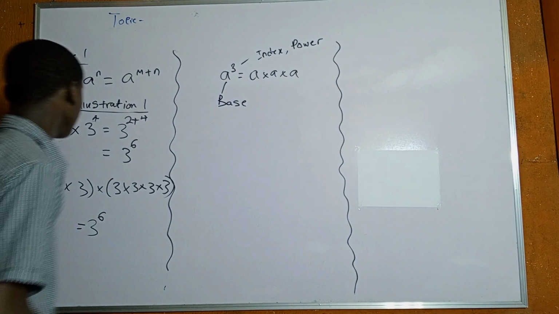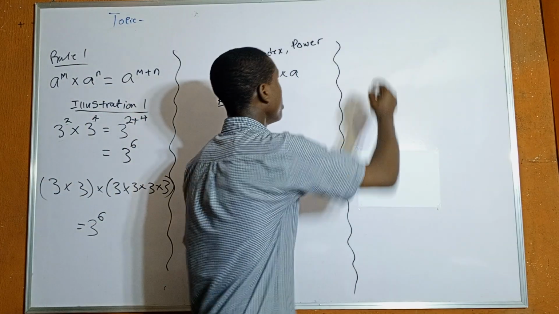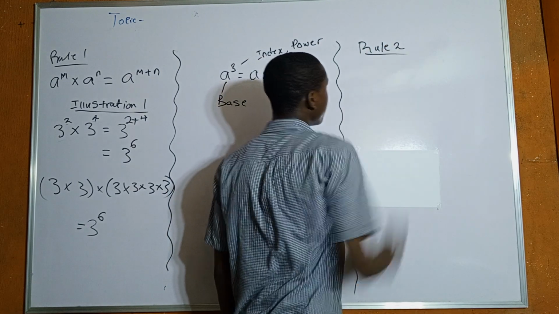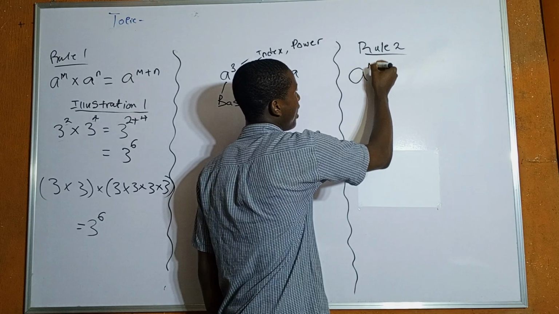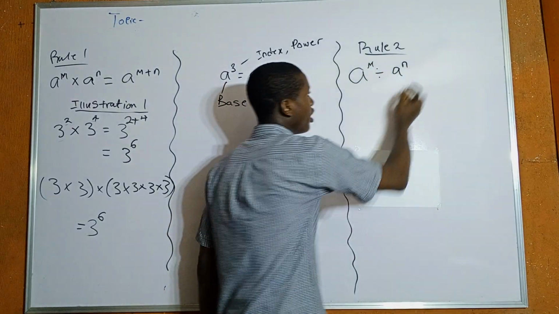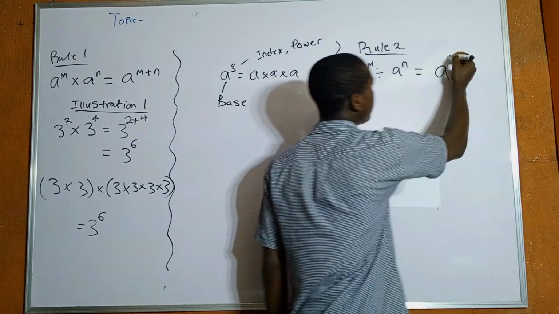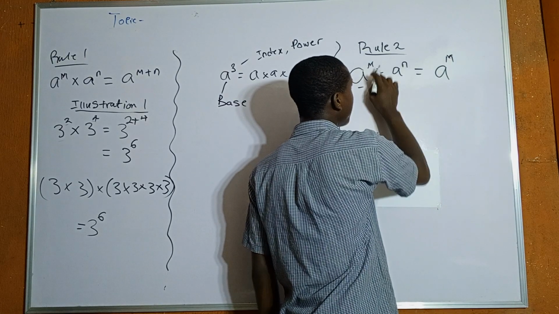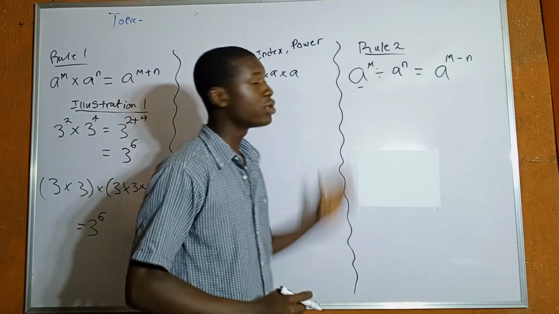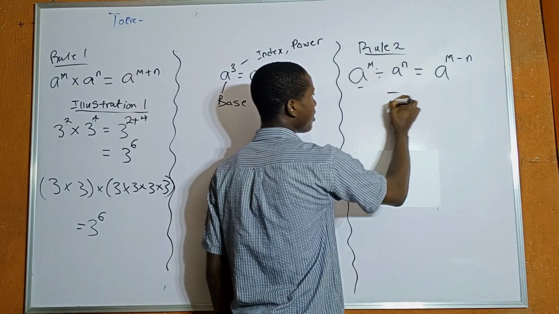Now, what about the second rule of indices? The second rule of indices, that is rule 2, says if I have a raised to power m divided by a raised to power n, it will be equal to, pick one base, which is a, and because of the division sign, m minus n. Now to understand rule 2, let us take an example. So this is the illustration.